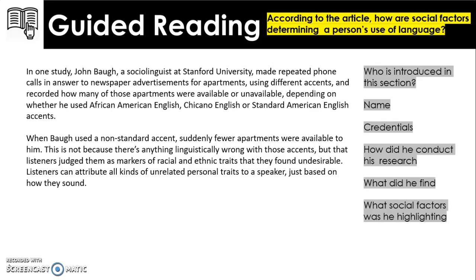He telephoned people. He called people on the phone, and when they answered, they were adverts for apartments, and he would change his accent to see how they reacted. Now, actually, it makes me really sad because what he found is the more apartments were made unavailable when he used accents that were associated with what social factors? Racial and ethnic traits. So it's this sense then that people of different ethnic and racial backgrounds do speak differently. They do have a different accent, a different sound when they talk.